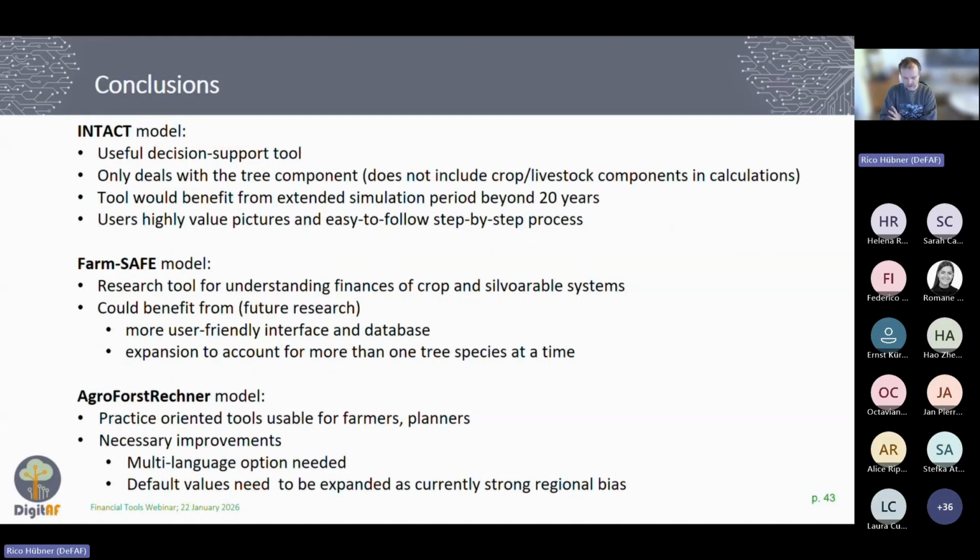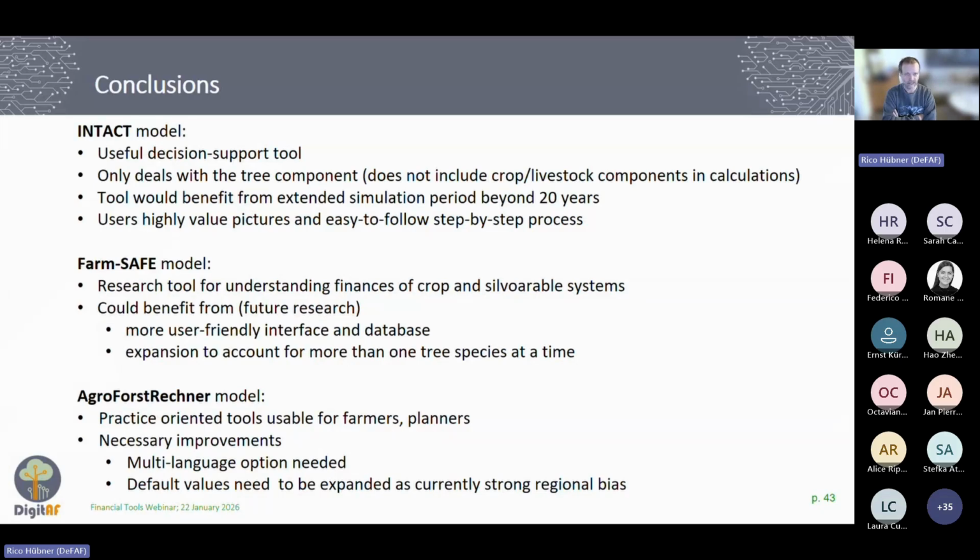Coming to the conclusions for all 3 models. So let's say the INTACT model that was presented by Sarah is a useful decision support tool, looking primarily on the tree component, and it does not include the crop and livestock components in the calculations. And the tool would benefit from a period longer than 20 years.